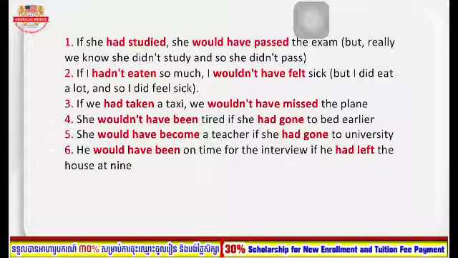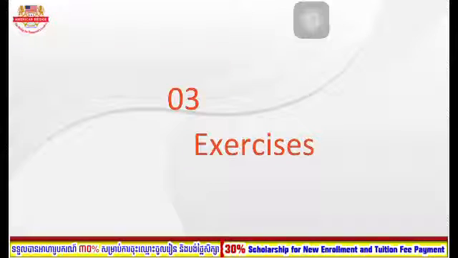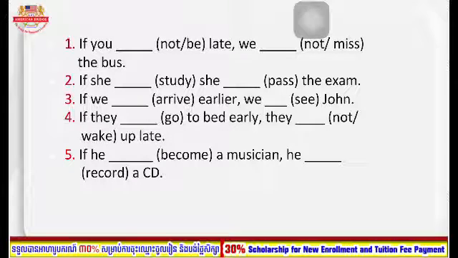Alright, I hope that you understand. So everyone, let's see the exercise all together. Exercises, over here we have from 1 to 5, and what we have to do is write the correct form of the third conditional in the blanks. Let teacher read it for you. Number 1: if you blah blah blah not be late, we blah blah blah not miss the bus.